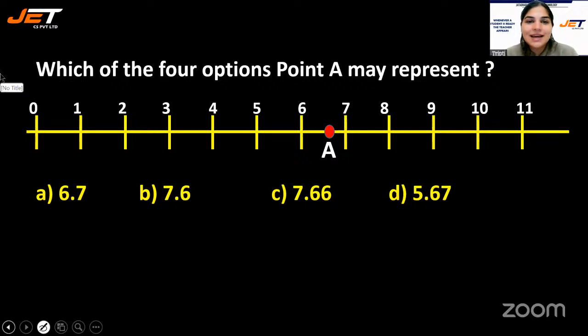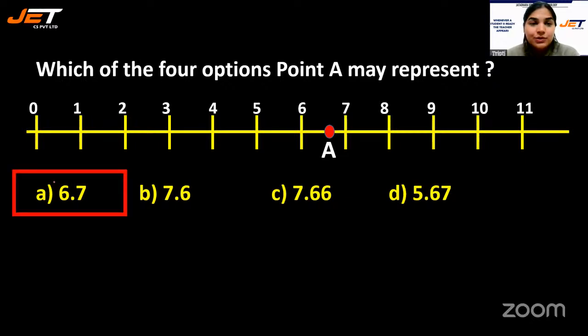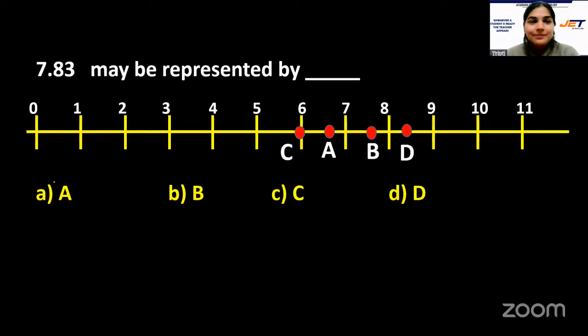I hope it's done. So let's see. Point A is between 6 and 7, and it's after 6.5, I can see. That's what I believe. It's not in the middle, it's close to 7. Okay, so I think 6.7 would be best suitable.